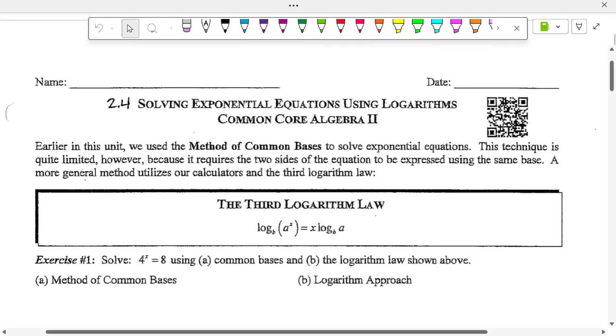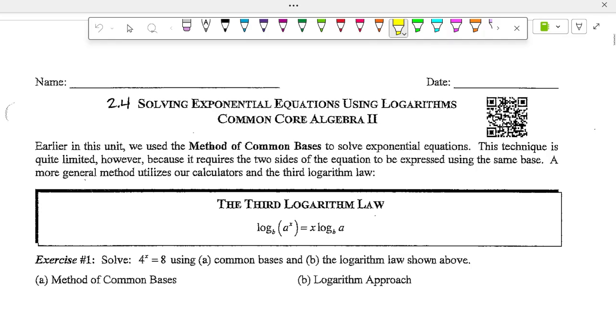All right. So, solving exponential equations using logarithms. This method that I'm about to show you will work for any exponential equation. The like bases method only works for very specific scenarios, but the logarithm method works for any exponential equation.